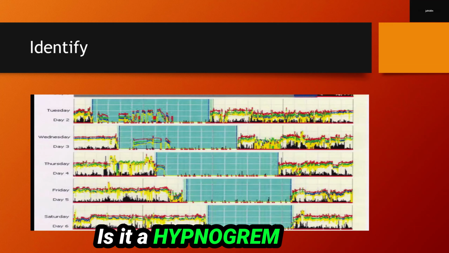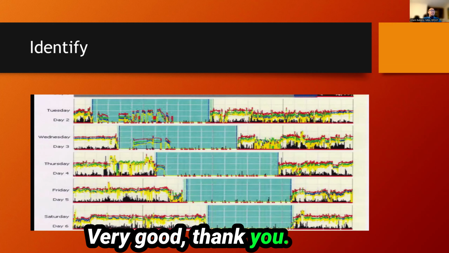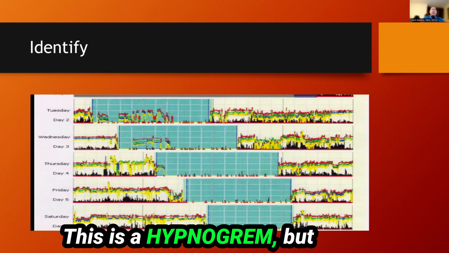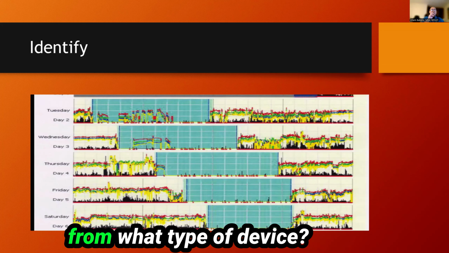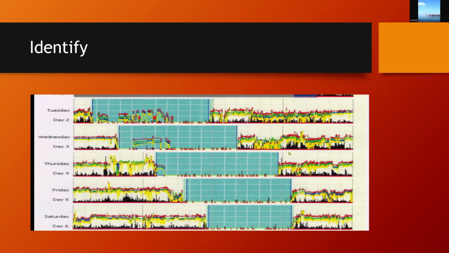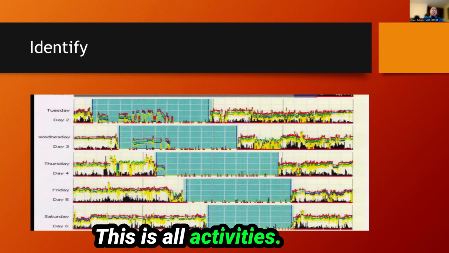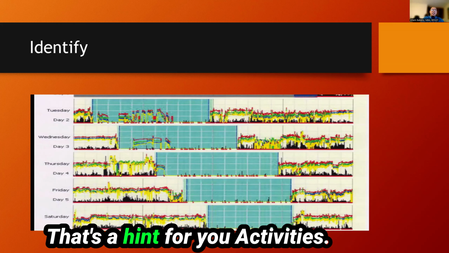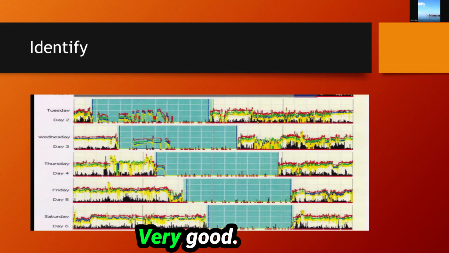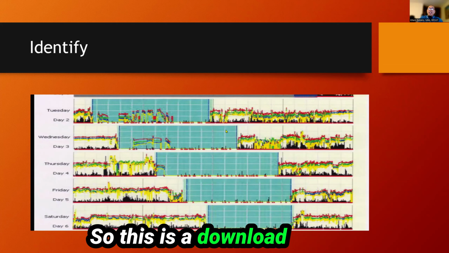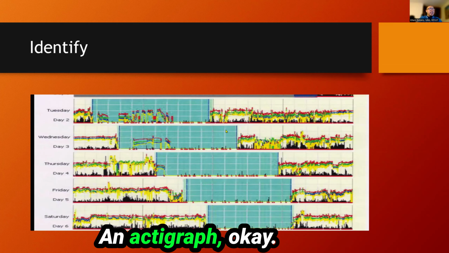Is it a hypnogram? Histogram. Very good, thank you. This is a hypnogram, but this is particularly a download from what type of device? This is all activities. That's a hint for you. Activities. Actigraphy. Very good. So this is a download from an Actigraphy, an Actigraph.